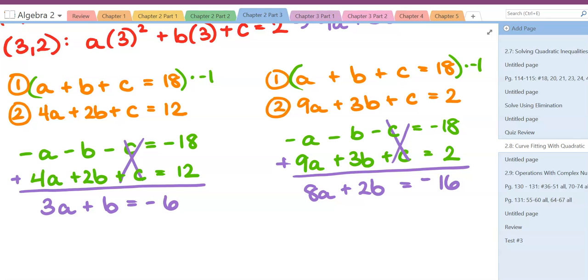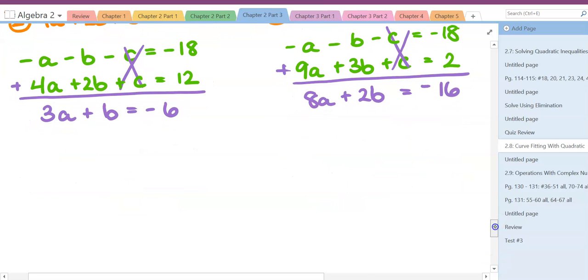So now we're back to two variables. We've got a's and b's here. I've got 3a plus b equals -6. I'm just going to bring that 8a plus 2b equals -16 over. If you can think ahead here, b is probably going to be the easier one to get rid of. What are we going to take this first equation times, though? -2. That way it says -2b, and the bottom one says +2b.